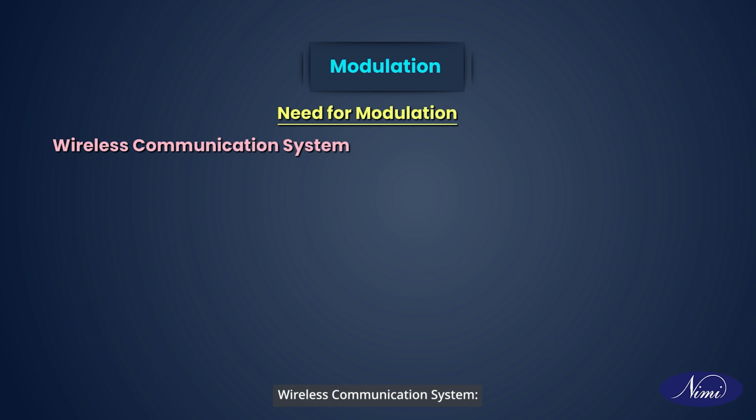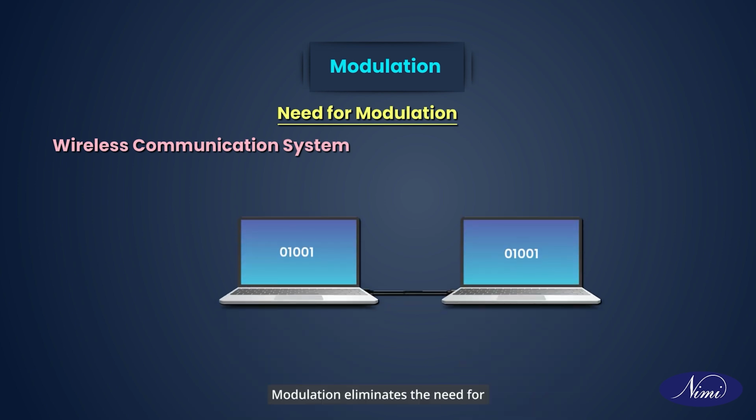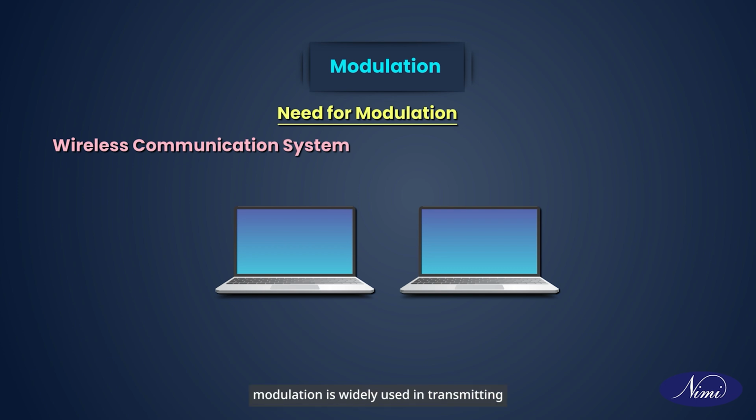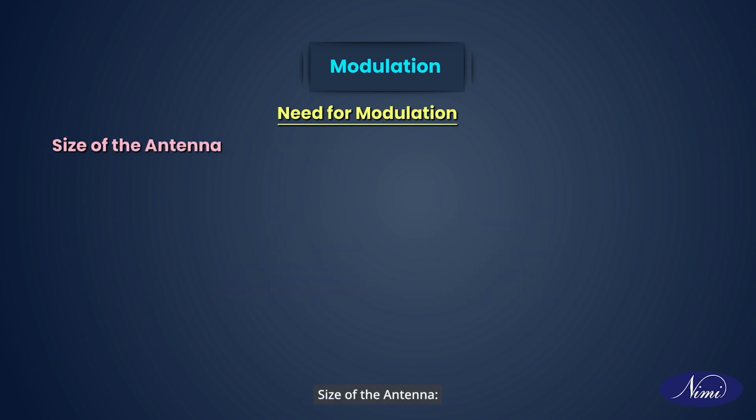Wireless communication system. Modulation eliminates the need for wires in communication systems. This is due to the fact that modulation is widely used in transmitting signals from one location to another at a faster rate.